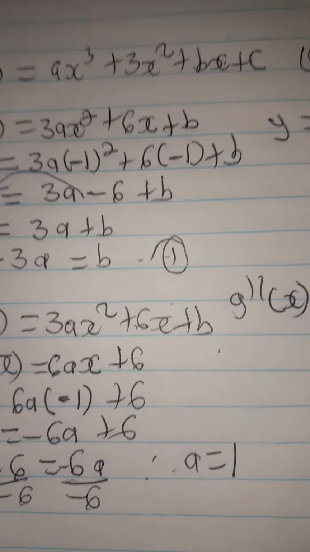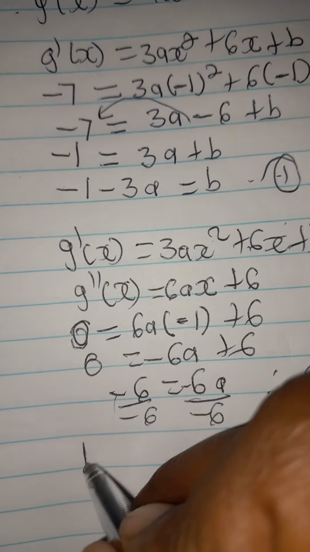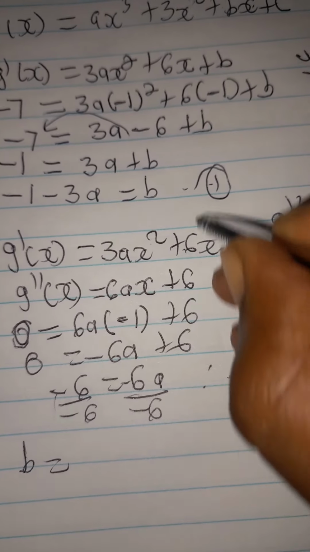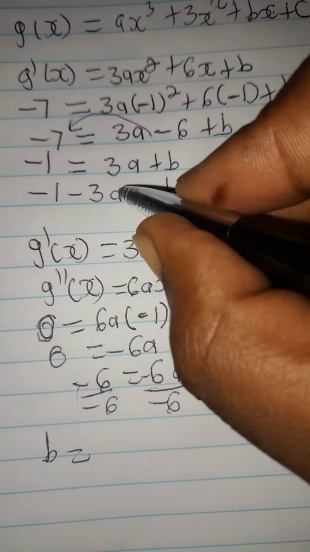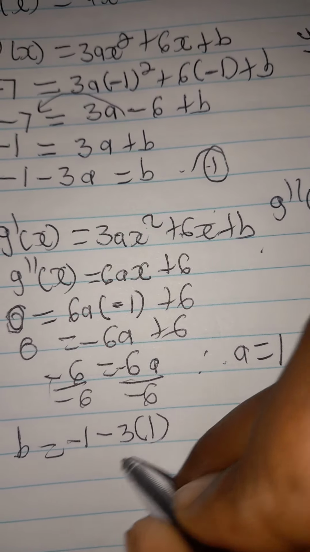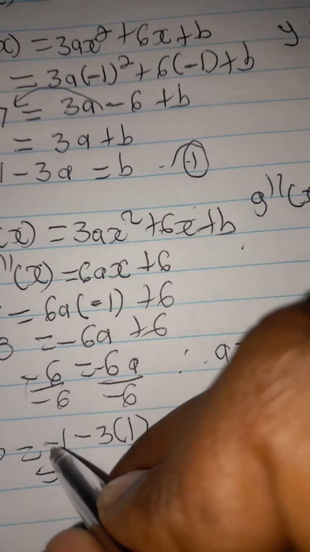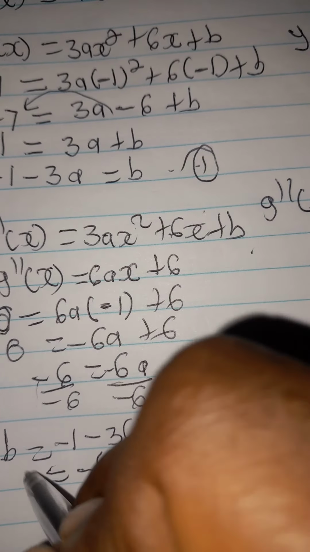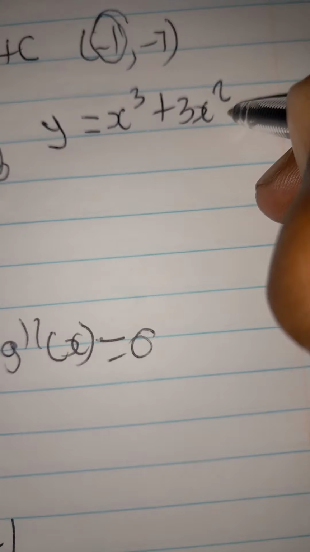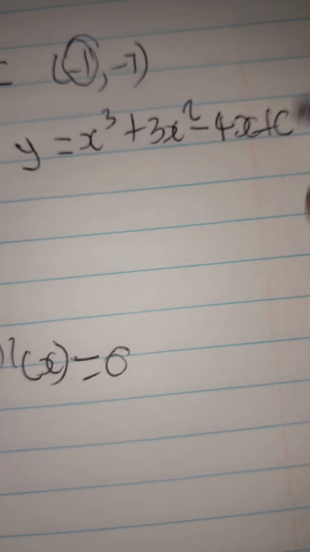Plus we know that, what is our b? We need to find our b, guys. So we're supposed to go to equation 1 and substitute a there. When we substitute a, it's going to be negative 3 times 1, which is negative 3, negative 1 minus 3, that will be minus 4. So in other words, b is minus 4. So we are going to place negative 4x plus c.